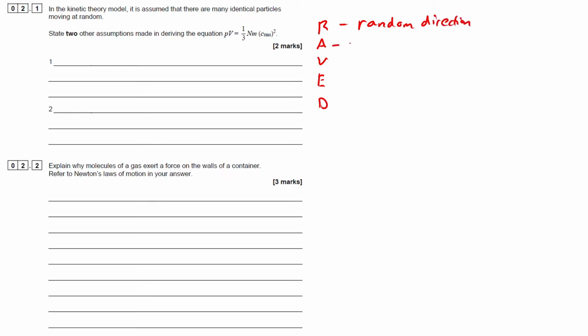A refers to attraction, but the point being that there is no attraction between the molecules, so no forces between the particles. V is to do with volume. Volume of particles, negligible.